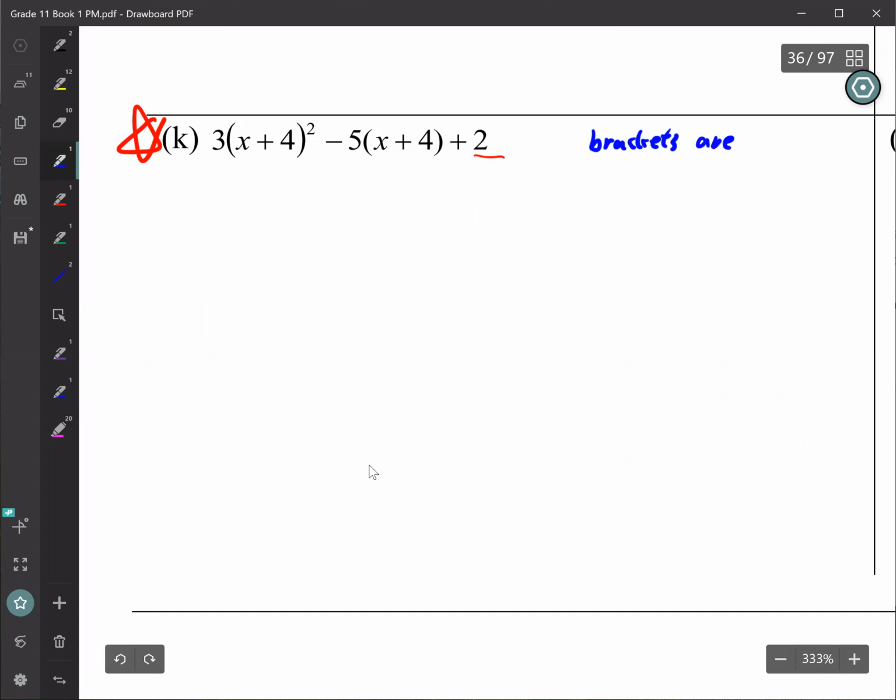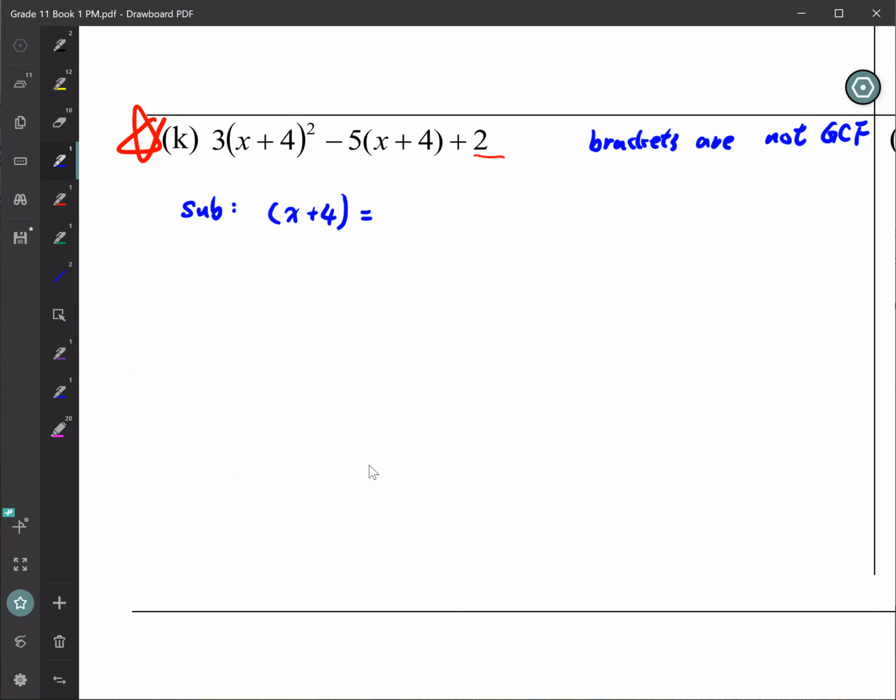So this one, the brackets are not GCF. Okay, so we need to substitute x plus 4 with a letter of your choice. Okay, so up to you. Don't use x again. You can use A, you can use M, whatever other letter. I'm gonna use A, and I'll let you carry on from there. So if you get to the final answer, please raise your hand and we'll check.